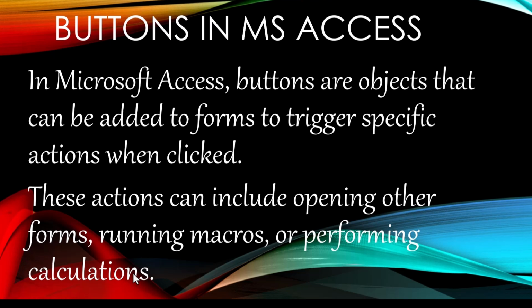So let's repeat that. In Microsoft Access, buttons are objects that can be added to forms. So you add them to forms, and once you click on them, they trigger a specific action. For example, they can open another form. The actions, of course, you can see here include opening other forms, running macros, or performing other calculations. So that is what we shall be doing today.